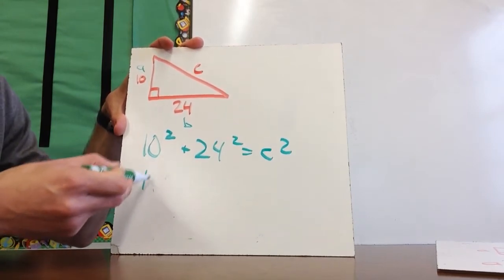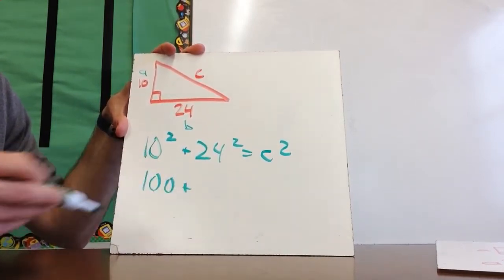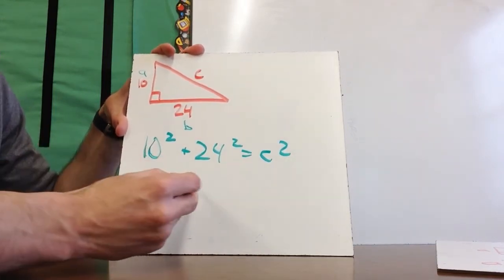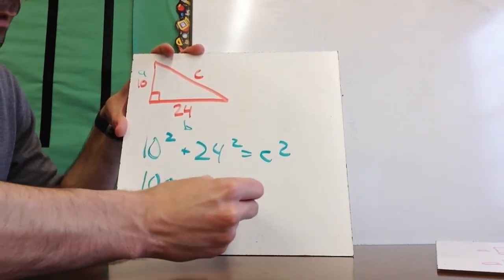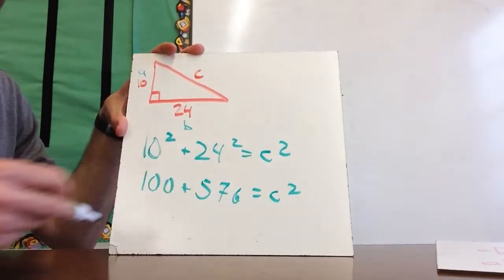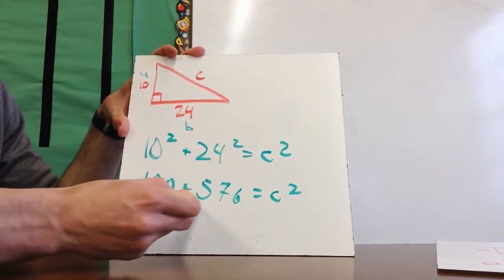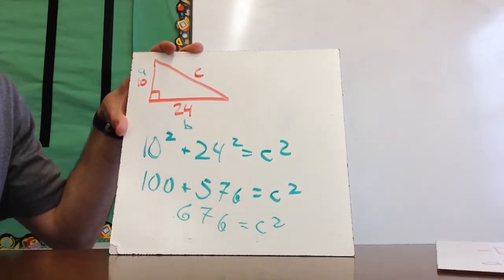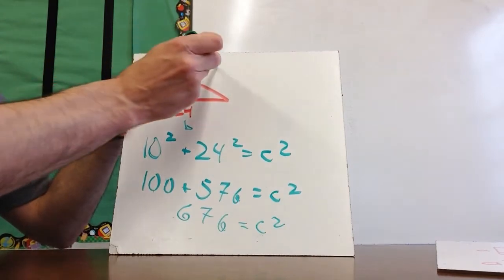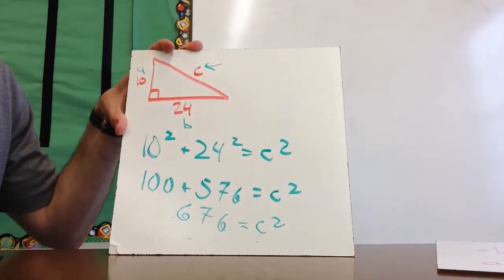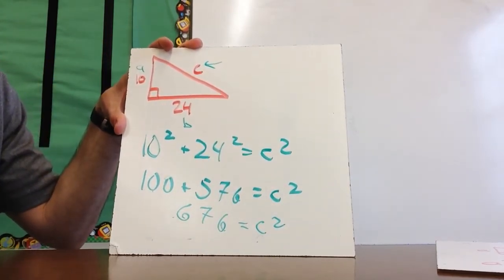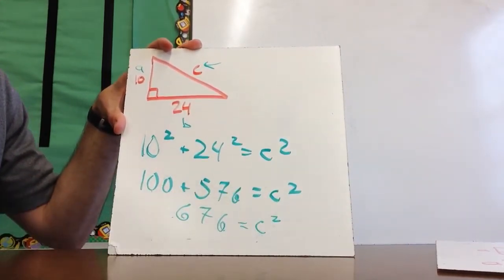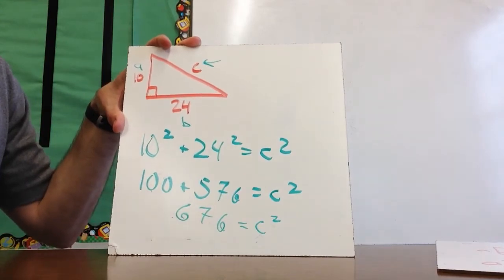So this is 100 plus 24 squared, which is 576, equals C squared. We now get 676 equals C squared. The mistake a lot of people make at this point is that they believe that this answer then is 676, which it is not. That's what C squared is.